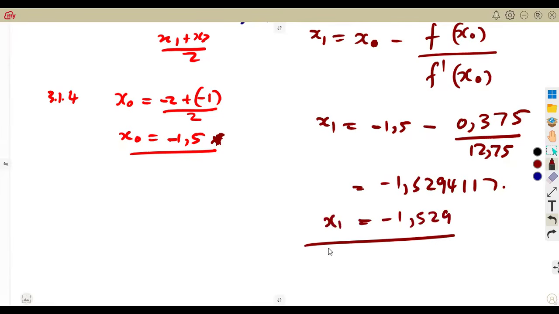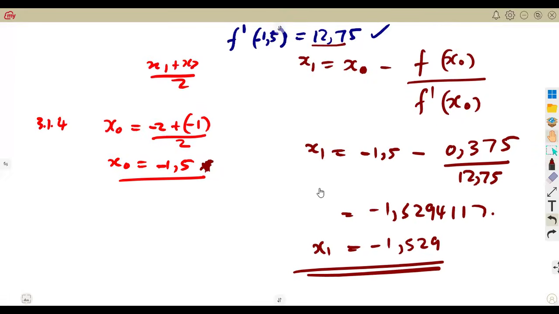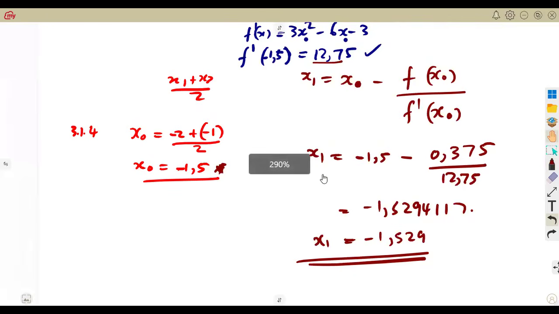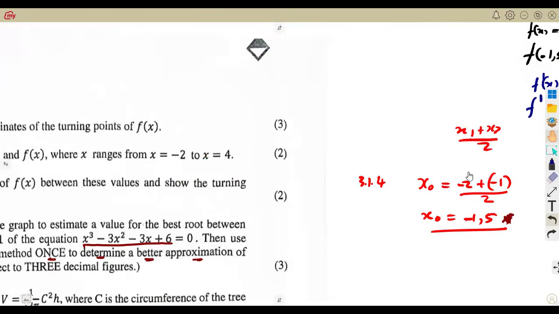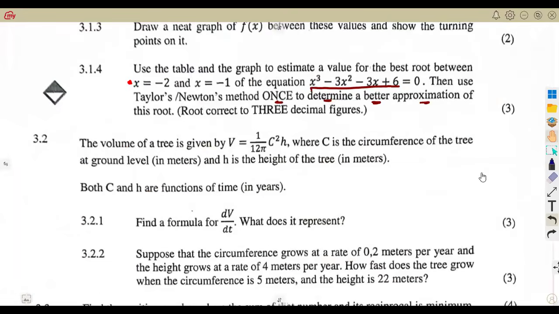So that is the first part. They just use it once. Just apply once, so you're going to end there. If it was x2, you're going to continue with that. From x1, where you are, you continue again and again until the part that you're given. So here they just said you're supposed to apply it once.